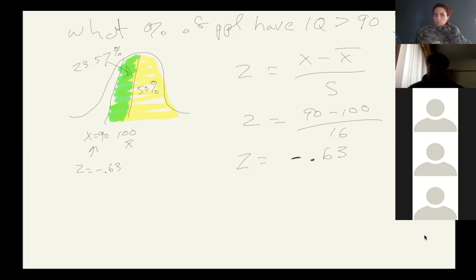Yes. Okay. So now we have 50% for the yellow part and 23.57% for the green part, which is going to work. We want to know what percentage of people score above 90, and we have both parts to the answer. So we add 50 plus 23.57, and we get 73.57. What is that? 73.57% of people have an IQ above 90.